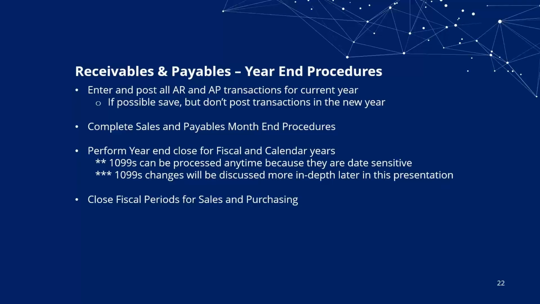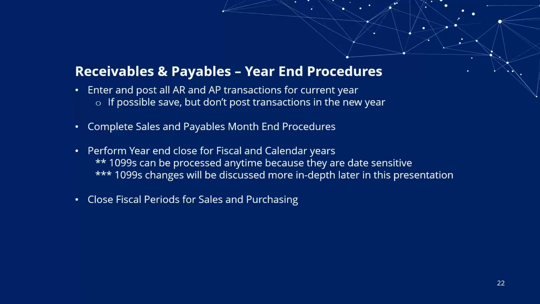So first we want to enter and post all AR and AP transactions for the current year. Just a note again, if possible, you can save and not post any transactions for the new year. Complete any sales and payables month-end procedures. Examples of that would be aging customer accounts, removing paid transactions, reconciling the subledger to the GL, etc.